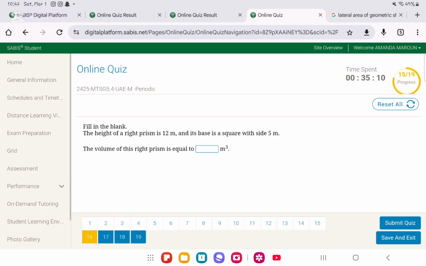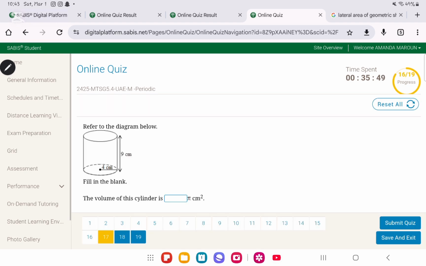We'll move on to question number 16. The height of a right prism is 12 meters and its base is a square with side 5 meters. They need the volume of the right prism. I've never met a question easier than this. The volume of any right prism is equal to the area of the base, denoted by B, times the height H. The side of the square base is 5, so the area is 5 times 5 times the height, which is 12. You put it on your calculator, you are going to get an answer of 300.